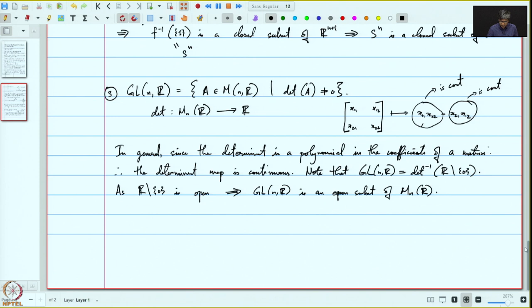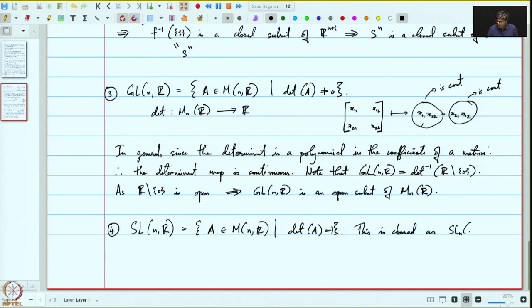So another example we can take is the set SLNR. Right? There's those A in MNR such that determinant of A is equal to 1? So this is clearly closed, as SLNR is equal to determinant inverse of 1.